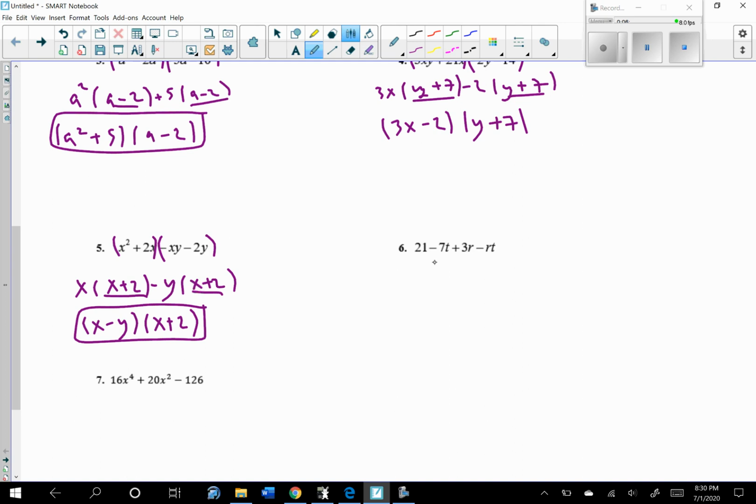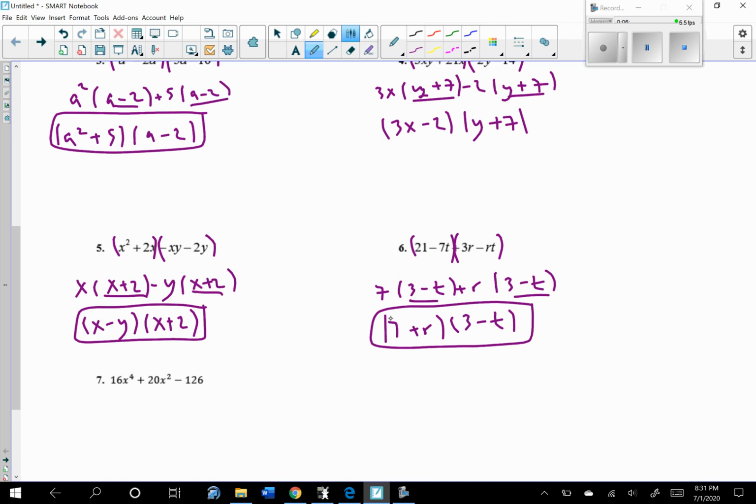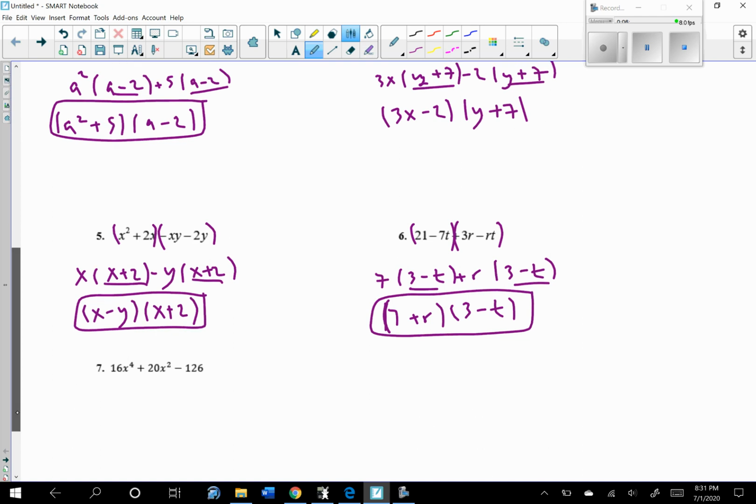Over here, so let's go ahead and group our terms. So first I notice I can take out a 7, so that becomes 3 minus t. And over here I can take out a plus r, or positive r, so that becomes 3 minus t. So these are the same, so I can do my factor by grouping, 7 plus r times 3 minus t. So go ahead and see if you can do number 7 on your own. When you're finished, unpause the video and we'll look at how to factor that.